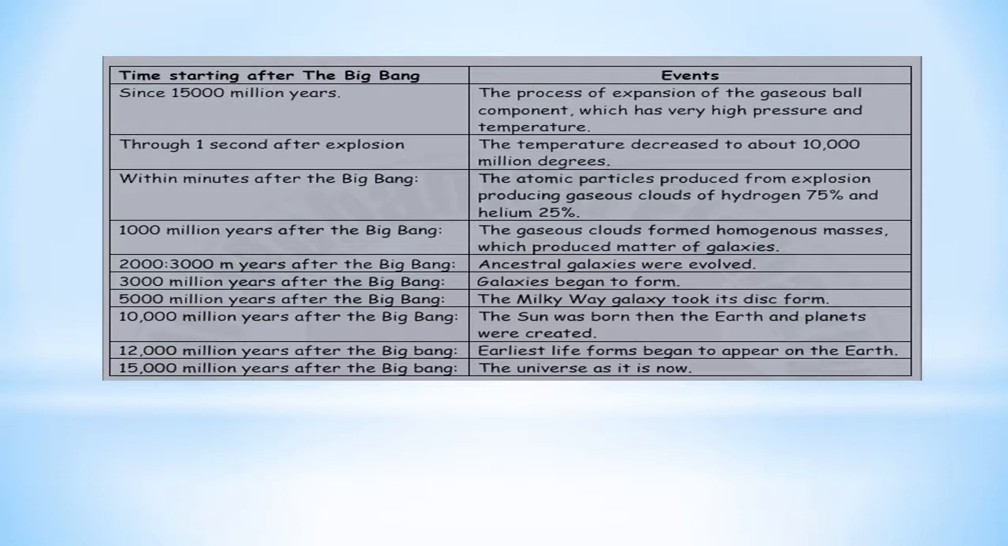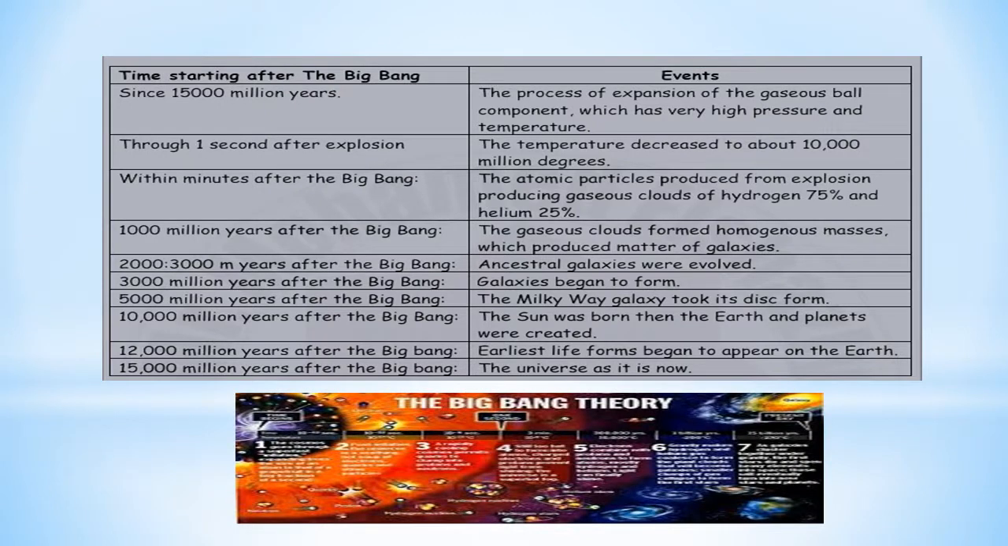Leaving the areas of empty space between them. So the ancestral galaxies were formed, and there were spaces between them. Then after about 3000 million years, the galaxies began to form. The galaxies started to appear after about 3000 million years.